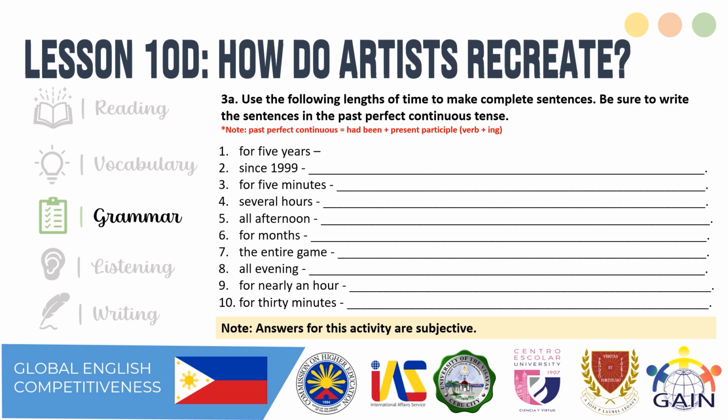I'll show you how it's done. For example, in number 1, for 5 years, you can say, he had been working in the cafe for 5 years before it closed. In this example, we have had been plus working, which is the present participle of the verb work. Now pause this video and answer the rest of the items.